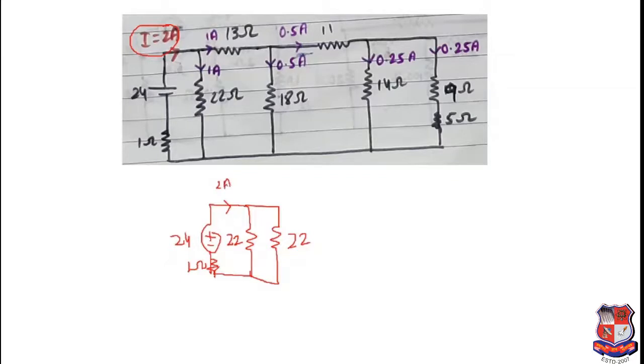Now this is another trick. Whenever you have two resistances connected in parallel, always the current will divide in half. Okay, so it will be 1 ohm, 1 ampere, and this will also be 1 ampere. That's why I have written here, over here 1 ampere will go and over here 1 ampere will go. Now if you further solve, you remember this 22 ohms, how did it come?